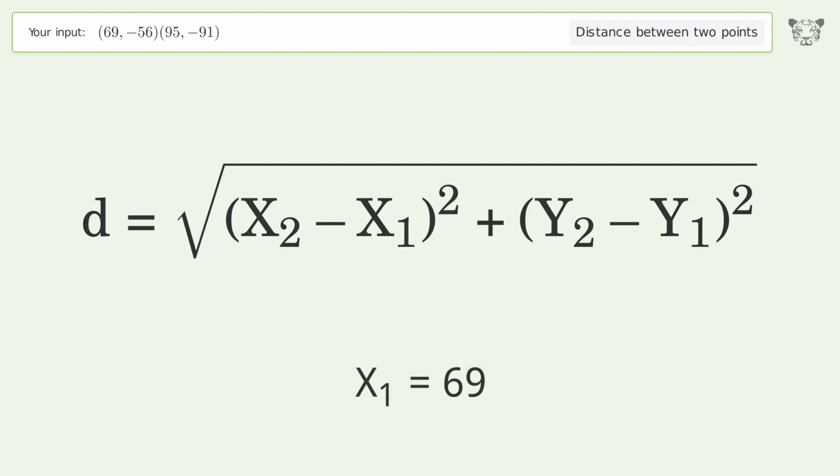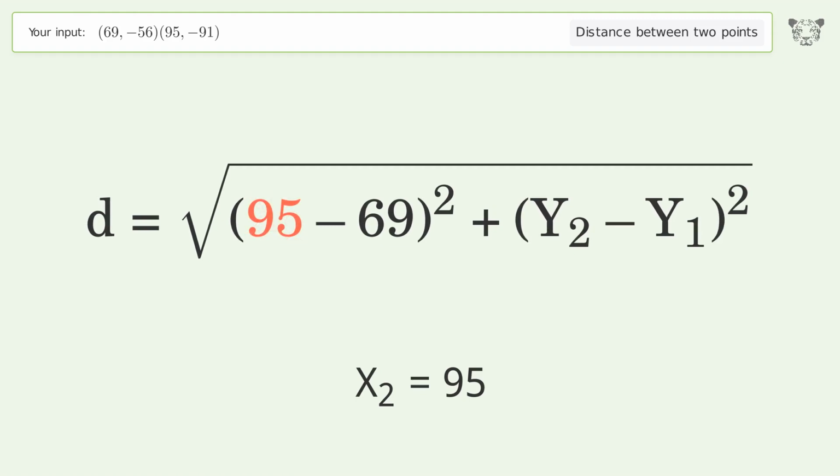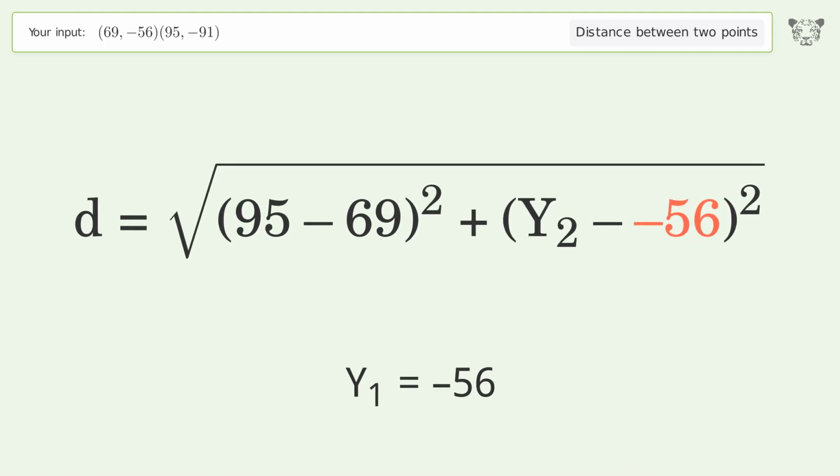x1 equals 69. x2 equals 95. y1 equals negative 56. y2 equals negative 91.